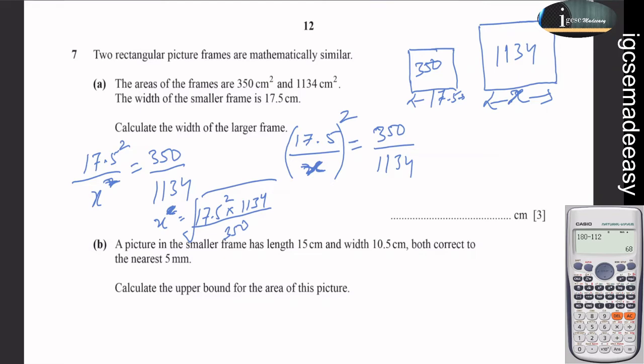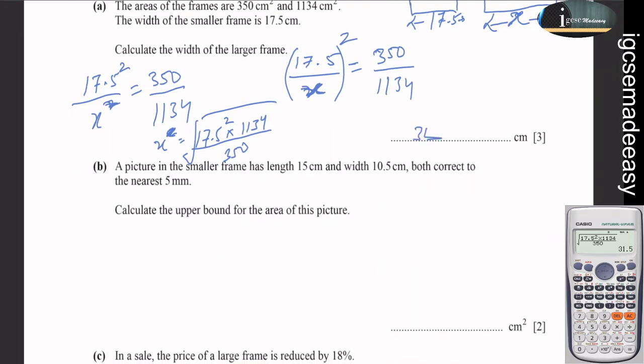So let's use the calculator. The square root of 17.5 squared times 1134 divided by 350. So yeah, that should be equal to 31.5. So your answer for the width of the larger frame is 31.5. So let's move on to part B.